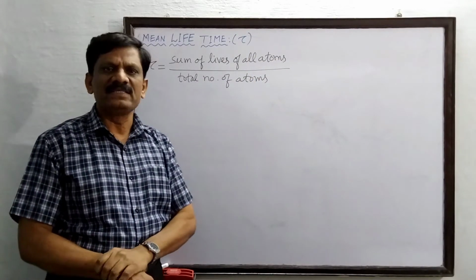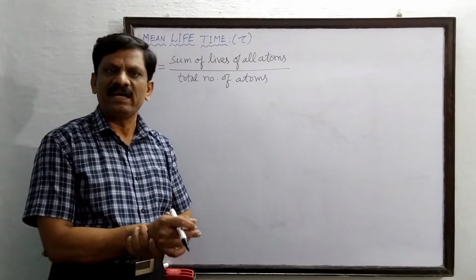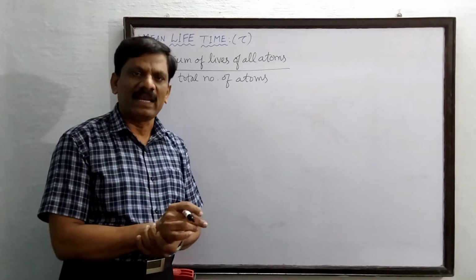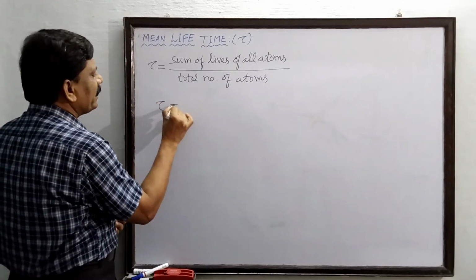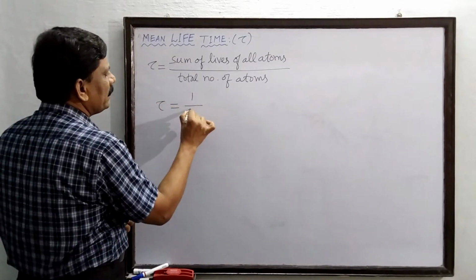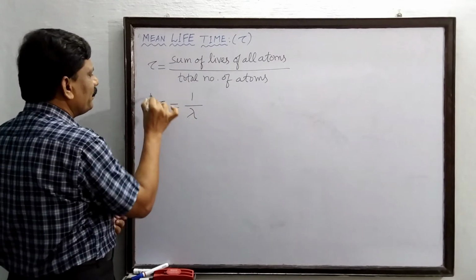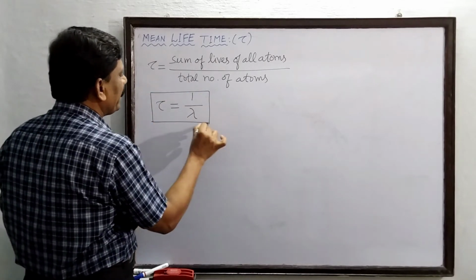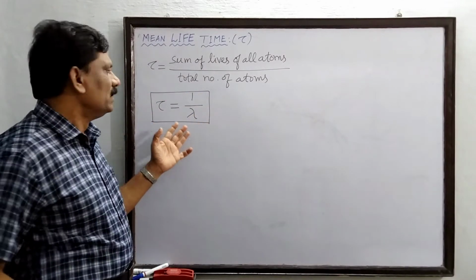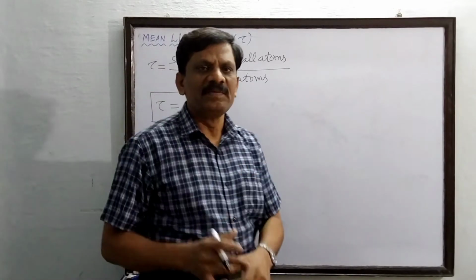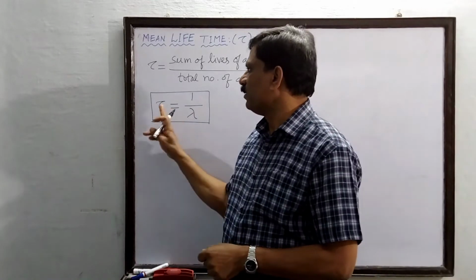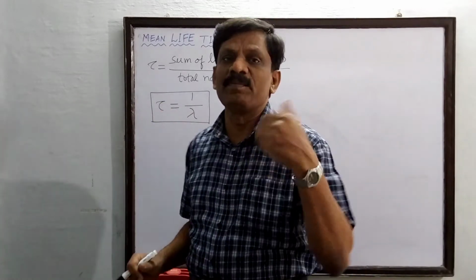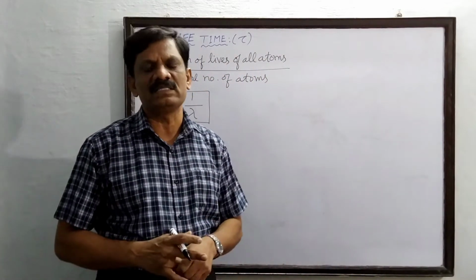Now it is a tedious derivation using integration. Therefore, for your level in class 12, only the final result is shown. It can be shown that tau is equal to 1 by lambda. Using the integral method, we can prove this, but only this equation is sufficient for your class 12 level. So, the mean lifetime tau is equal to the reciprocal of the decay constant.